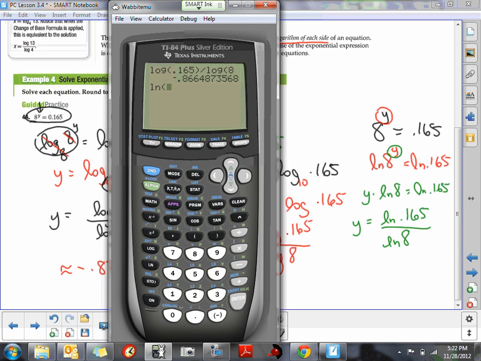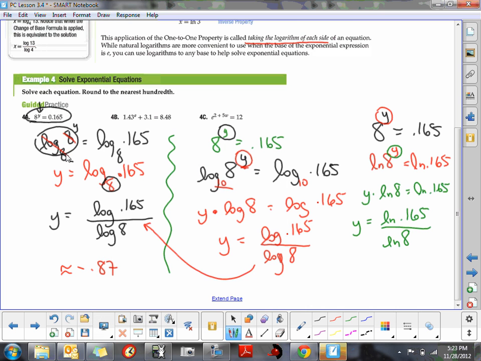So the natural log of 0.165, if we divide it by the natural log of 8, we get the exact same answer that we had in our first go around. So you've got lots of choices here. You can divide, or you can multiply both sides, or take the log of both sides of log base 8. That'll be fine. You can do the log base 10. That'll be fine. And you can also do a log of base e or natural log.